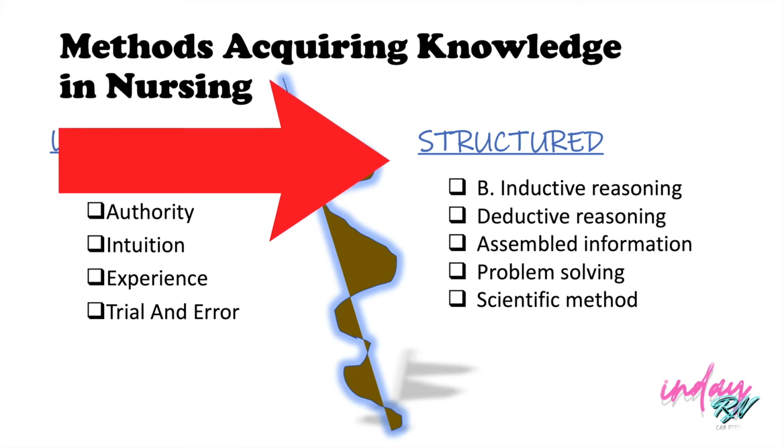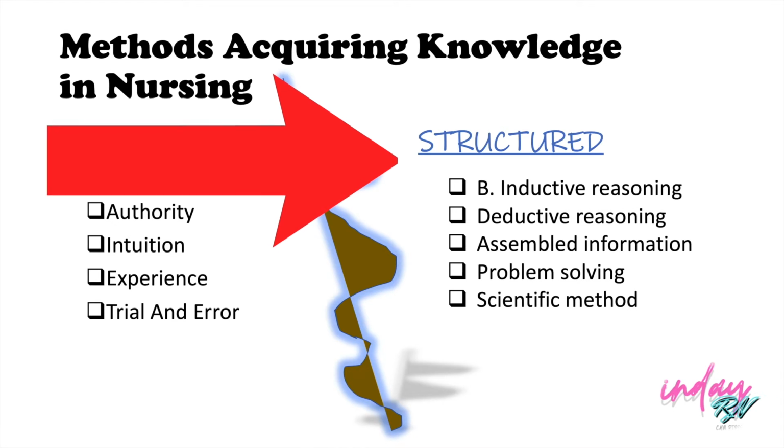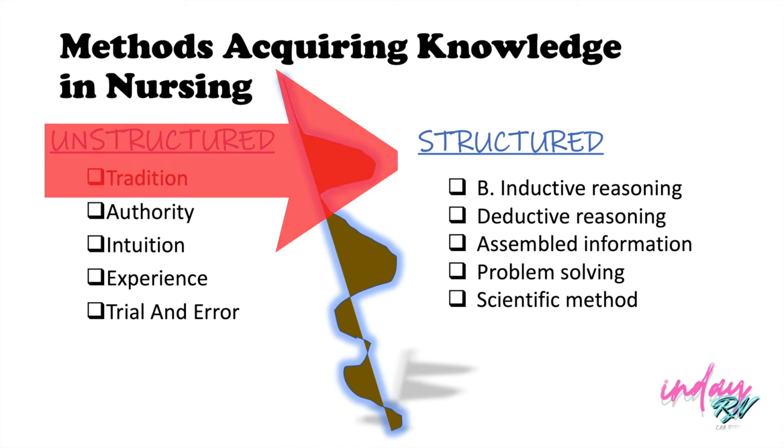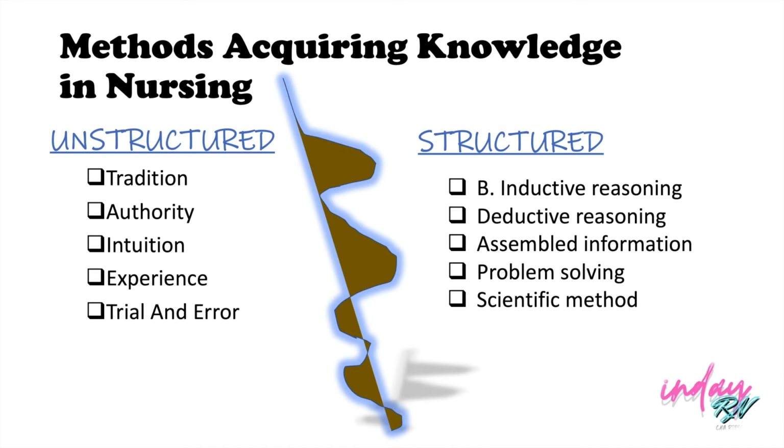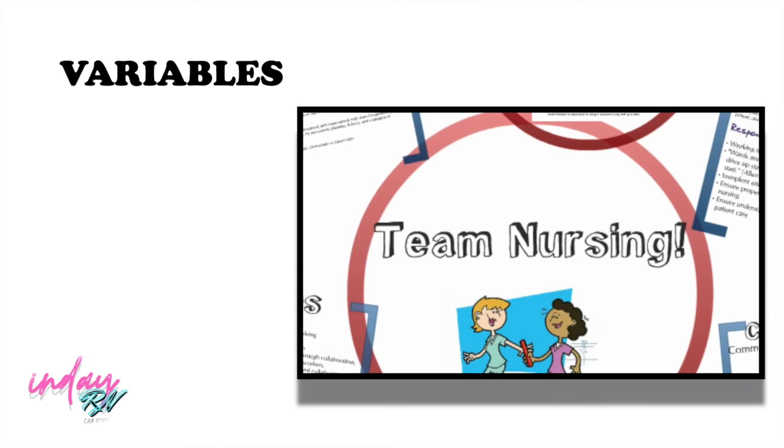Number three is the assembled information. Four is problem solving. And the last one is scientific method. So if you compare the unstructured and structured, in the structured there is a specific path that you are using in order for you to acquire knowledge or some evidences in nursing, okay? The next one is variables.